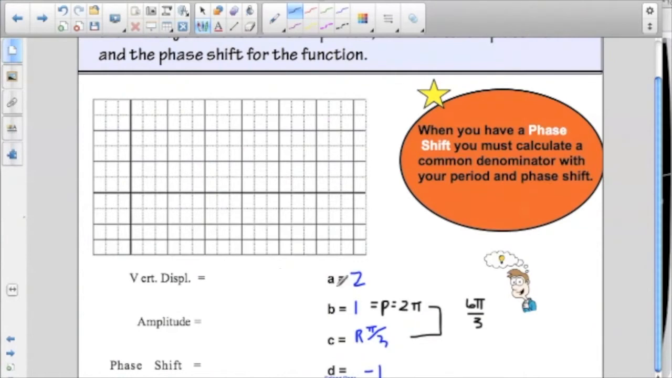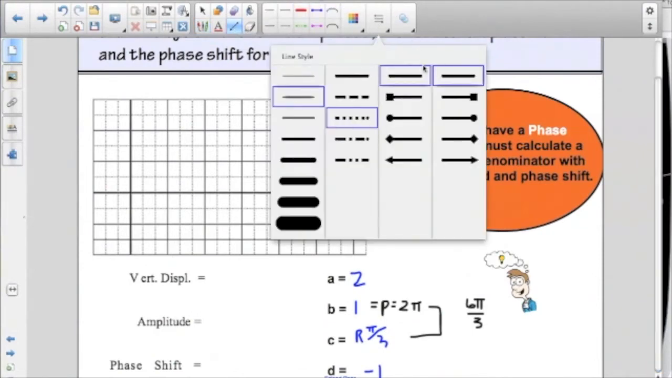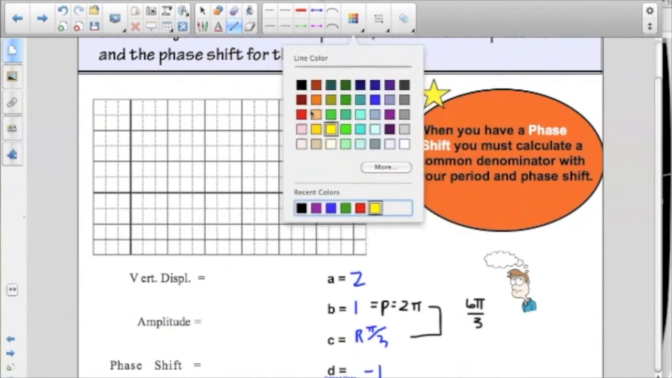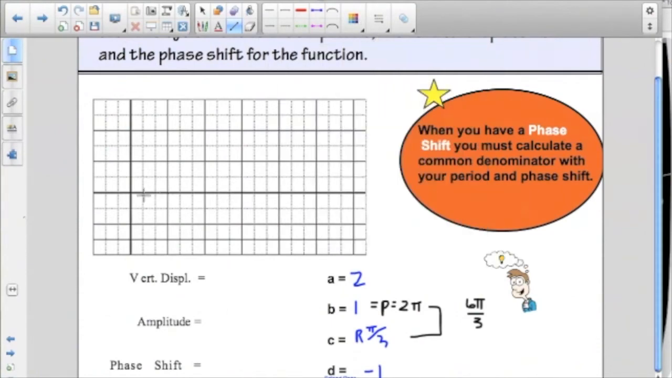All right, so let's get down to graphing. Like I said in the last videos, when we're graphing, there's an order. The first thing always is your vertical displacement. So let's put our lines in now for our vertical displacement. Let's use red this time. Negative 1, so here's my negative 1, and there's my line. Then I drop 2, because the second thing is your amplitude. Drop 2, draw a line, and up 2.